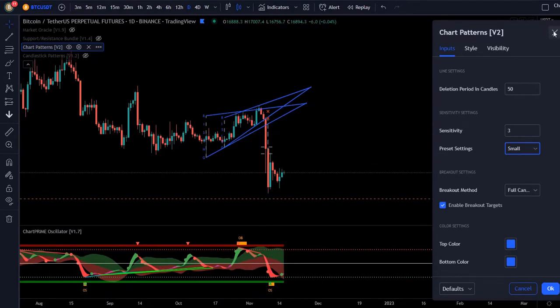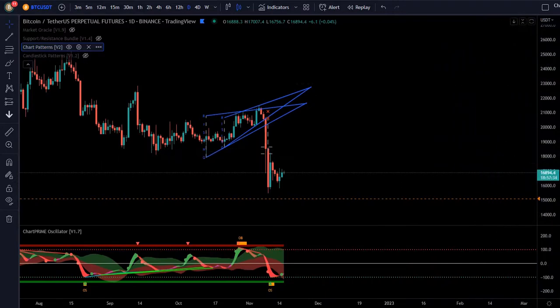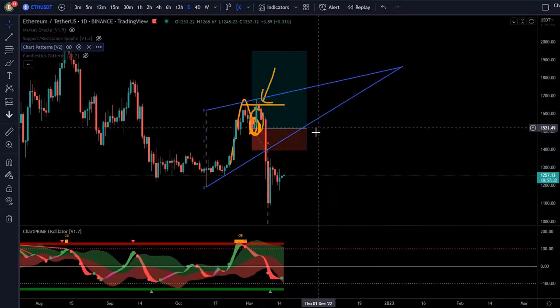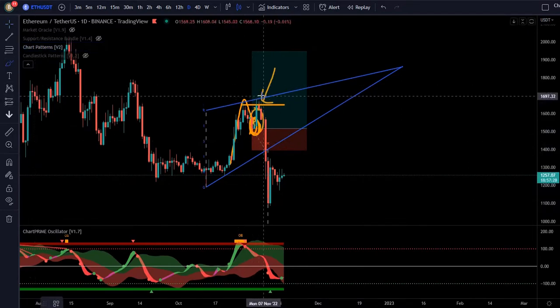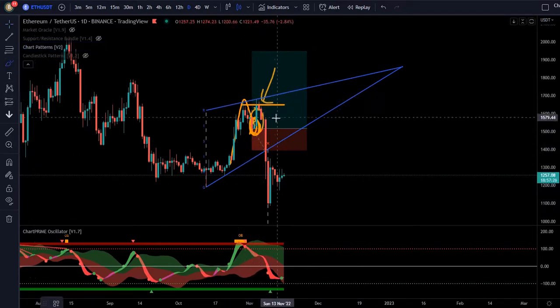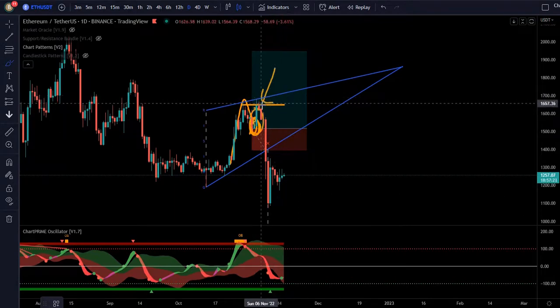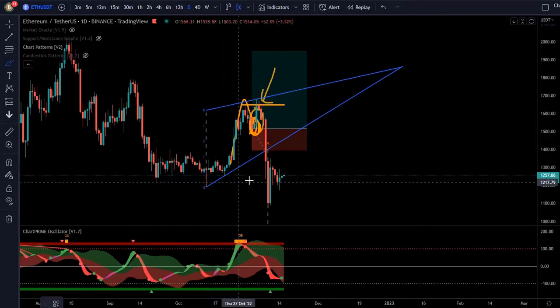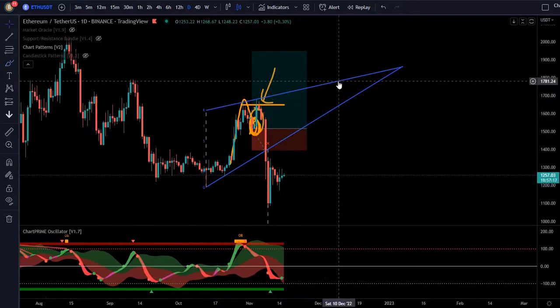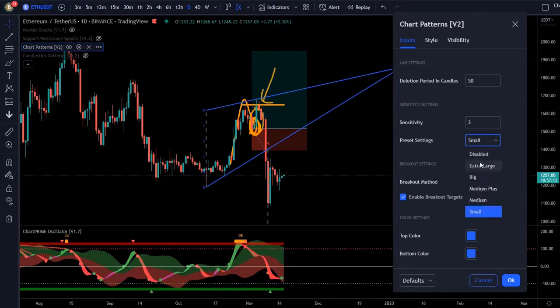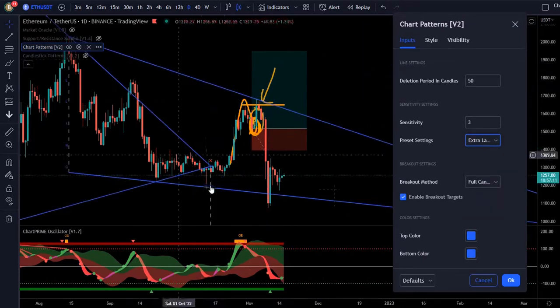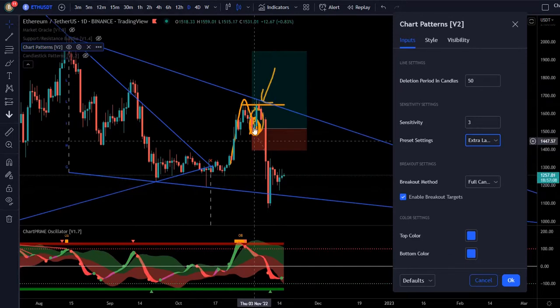For example, let's try to do the same thing with something else. Let's go to Ethereum, and then here we go. Look at that beautiful analysis. We called it, look at this bounce, and we talked about this previously. This was our entry and this was our exit, and look at that, it respected this beautiful pattern. This pattern is on small, right? Remember that I always start with extra large and see if we can find something. Yes, and we did. Look at that extra large.